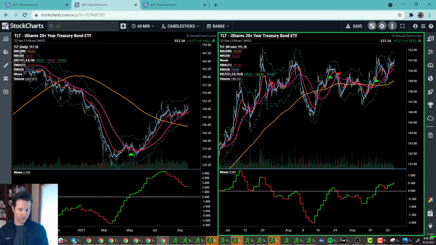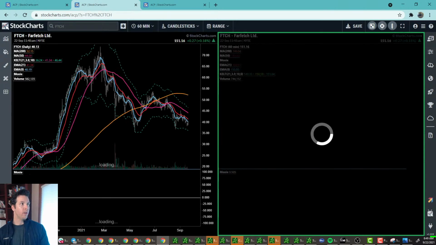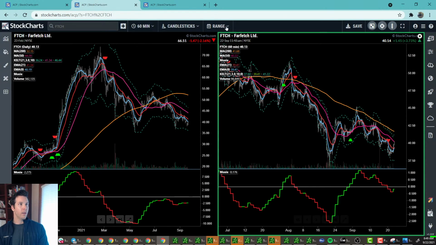So let's see. A great call on Fetch short. What we need to see is right here. We've got price at a kind of double, triple bottom. It's like a double bottom within a double bottom. And as long as price can continue to stay underneath these moving averages, I would say Fetch is still short.